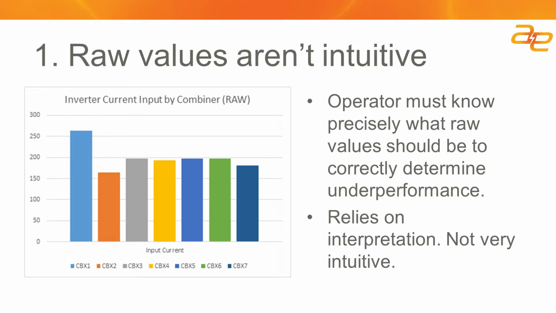This really relies on the operator's knowledge of how it should be running, and that knowledge is fleeting. So normalizing the data, taking the current from each combiner box, dividing that current by the number of either watts or the number of strings that come into the combiner box will give you a way of saying, well, for each of these 8 combiner boxes, we should be getting 5.2 amps per string. Here's what the actual value is.